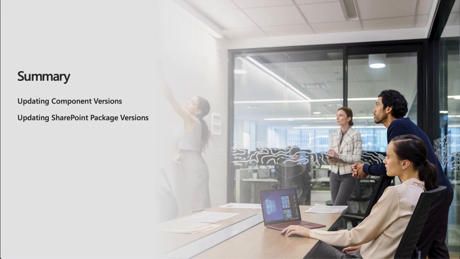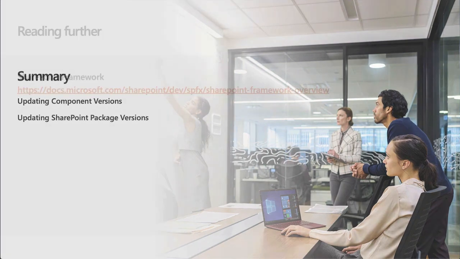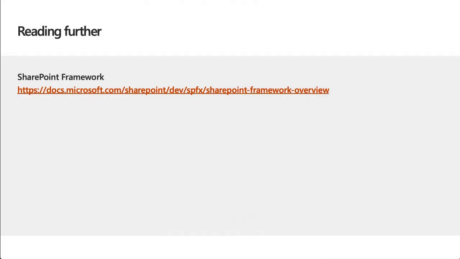So in this section, we looked at how to upgrade component versions and SharePoint package versions. And in previous sections, you learned about ALM APIs, tenant and site collection scoped app catalogs, and also what the entire deployment story looks like for SharePoint Framework components. I've included another link here to the SharePoint Framework documentation if you'd like to read more and learn more about the SharePoint Framework. But with that, that concludes this screencast.